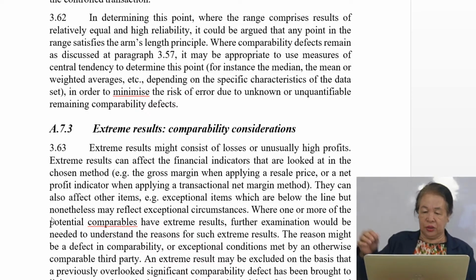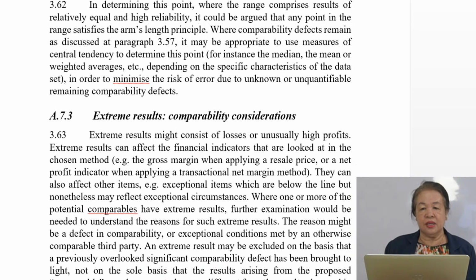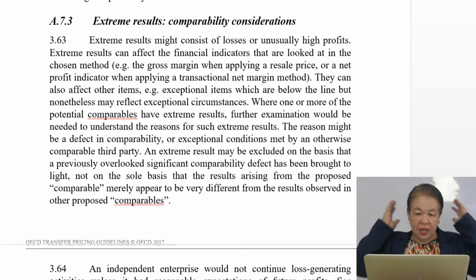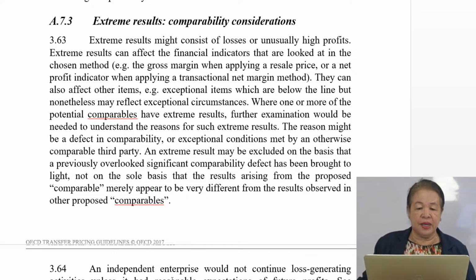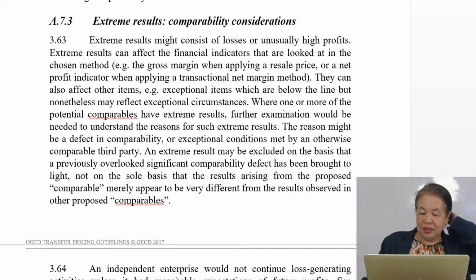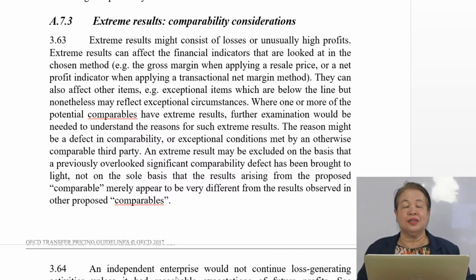Okay, so let's go back to our discussions, and we will discuss about the extreme results on comparability considerations. No, so what are these extreme results that we're talking about? These extreme results are the comparability adjustments that we did. No, so extreme results might consist of losses. No, yung mga lugi, yun yung that's what triggers the CRA or the Canadian Revenue Agency to subject the GlaxoSmithKline in Canada to a transfer pricing audit, no, extreme losses.